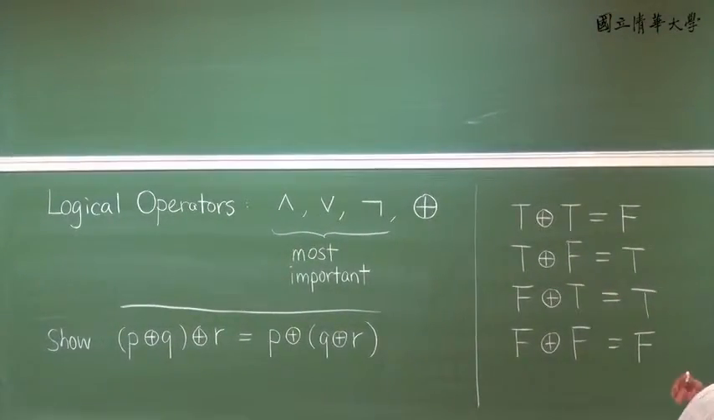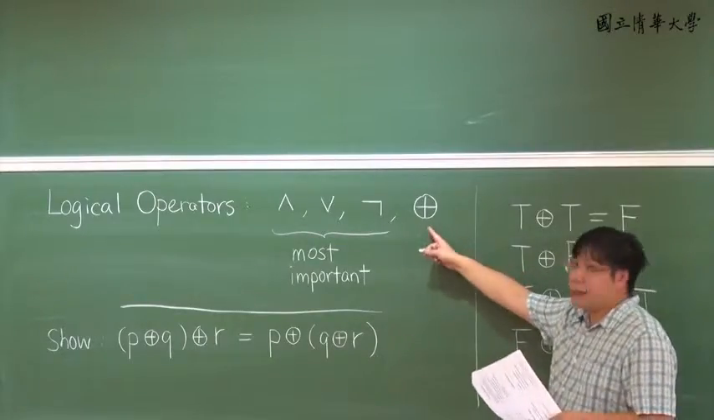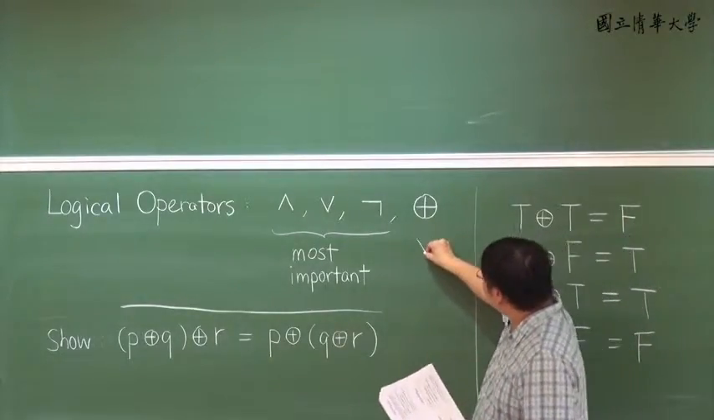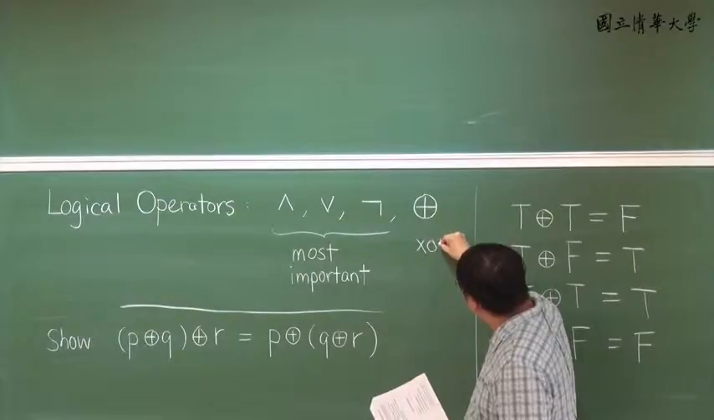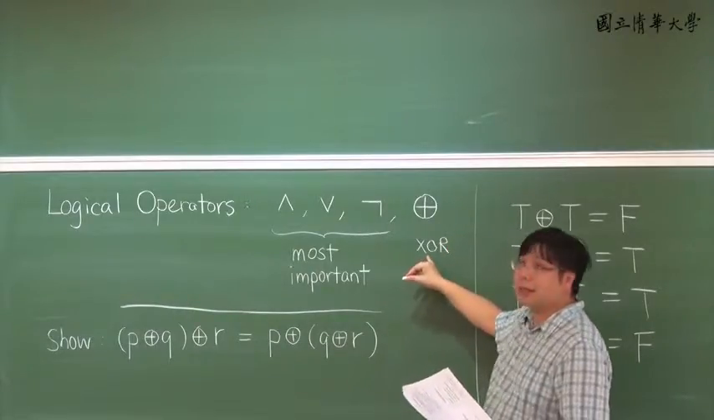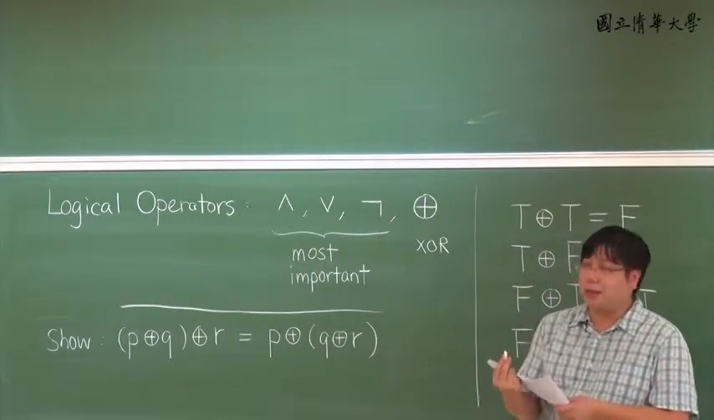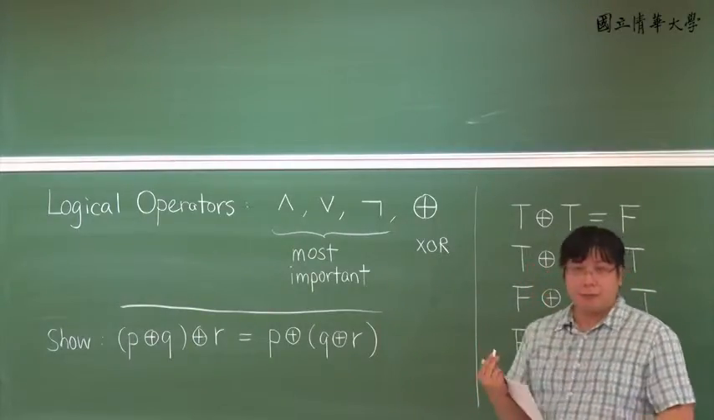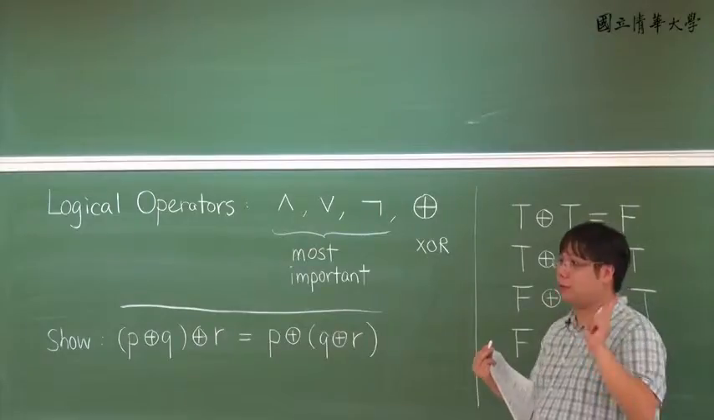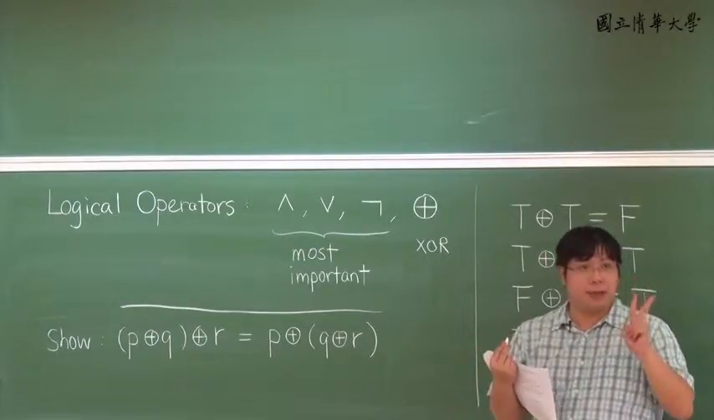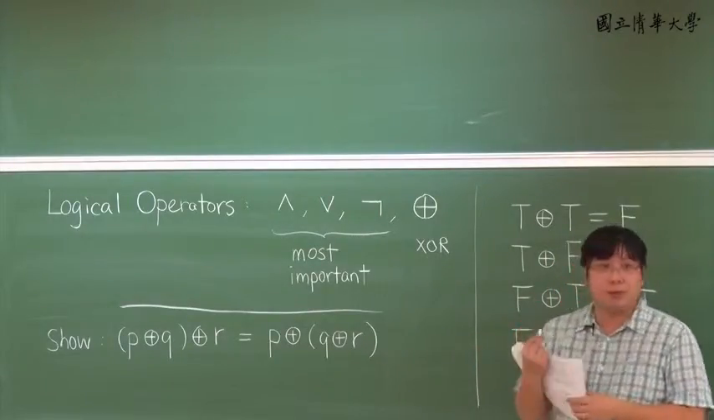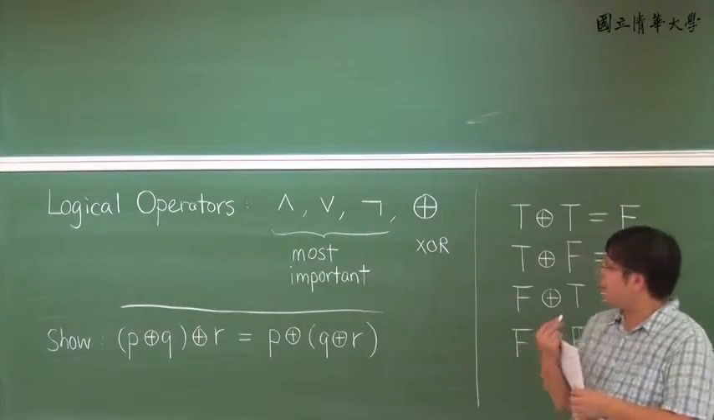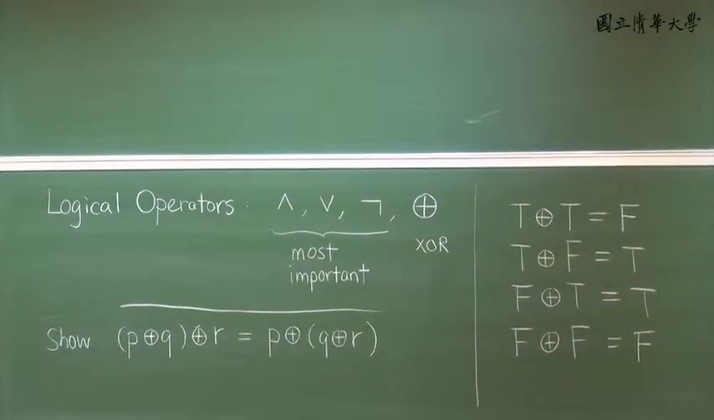Now, we have also talked about exclusive OR. Usually we can write it as something like XOR. This is exclusive OR. So what does it mean? It means that when you have P and Q, when exactly one of them is true, the result of P exclusive OR Q will be true. Otherwise, it is false. So this is a summary of what is happening.